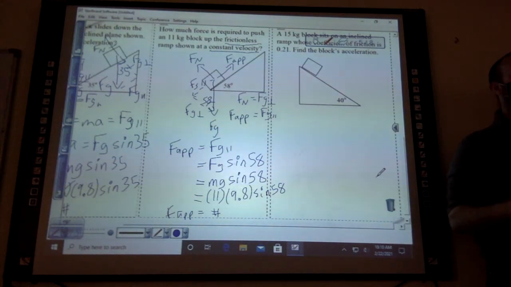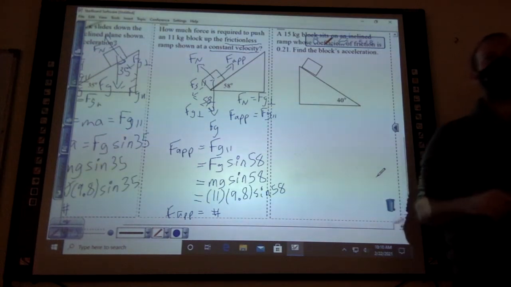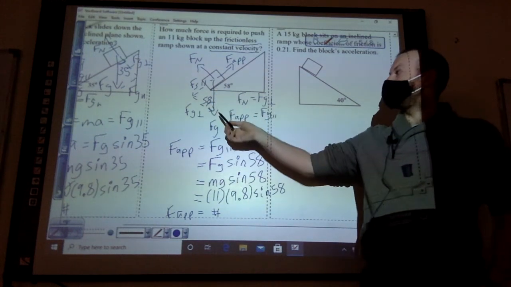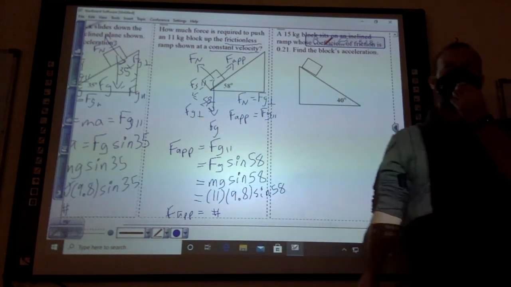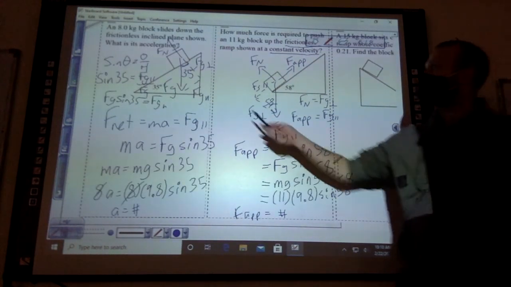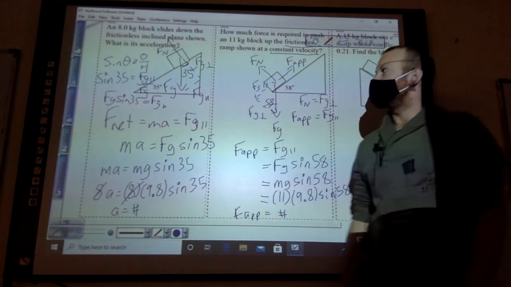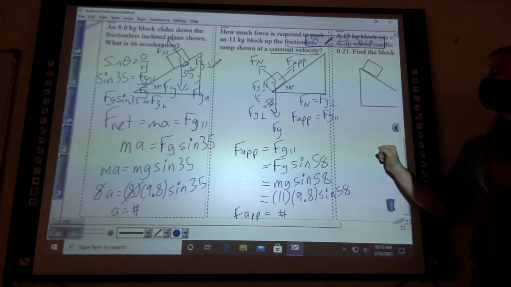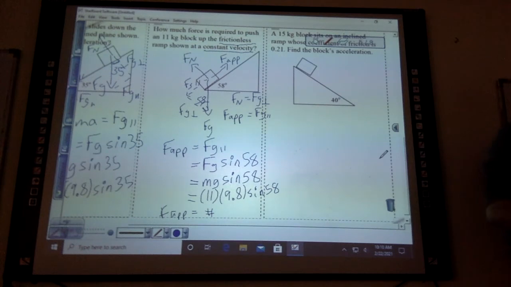Make sense? You're messed up by which angle it is? How do you figure out which angle is 58? Just memorize it's by the perpendicular. Memorize that it's by the perpendicular, you'll always get it right. So notice here, the angle is by Fg perpendicular. The angle here, by Fg perpendicular. So if it doesn't make sense where it comes from, I'll be the bad teacher and say just memorize it. Any other questions?